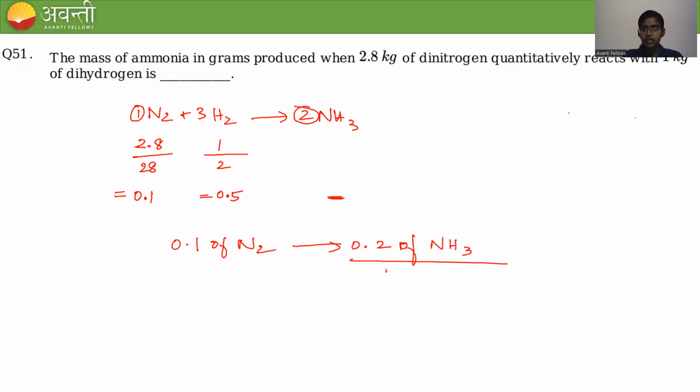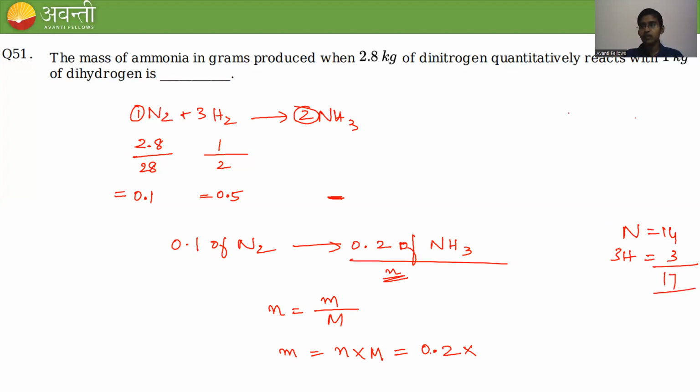Now, from the given number of moles, we can find out the mass of ammonia, right? So number of moles is equal to mass by molar mass, and mass is the number of moles into molar mass. The number of moles is 0.2, and the molar mass of NH3 is, for nitrogen 14, and for hydrogen, since we are having 3 hydrogen, it is 3 into 1. So the answer will be 17. So 0.2 into 17 will be equal to 3.4 kilogram.